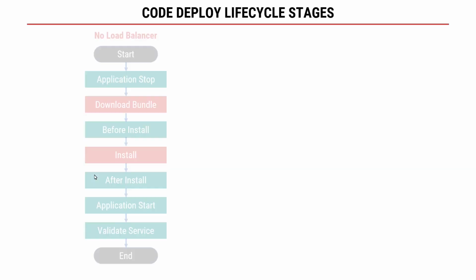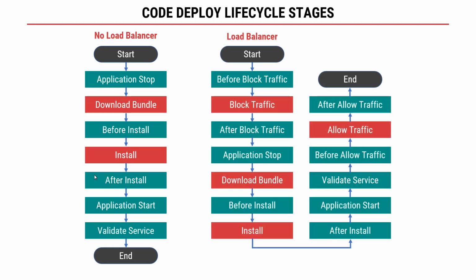Now let me briefly explain the main stages of our CodeDeploy lifecycle. So CodeDeploy has some predefined stages during which we can execute our custom scripts. So if we don't have a load balancer, we have application stop, download bundle, before install, install, after install, application start, and validate service. If we have a load balancer, we'll have additional stages before and after blocking or allowing traffic.